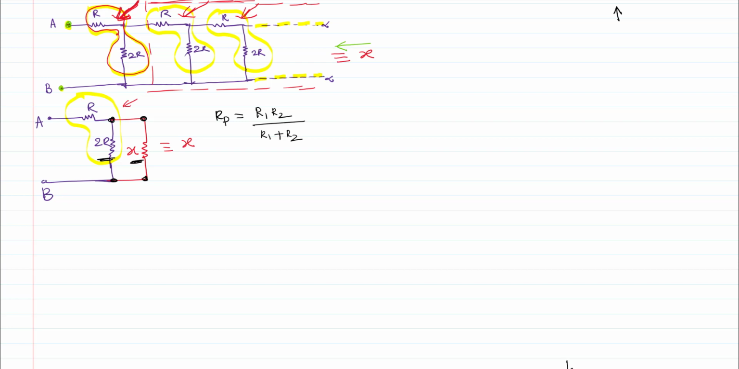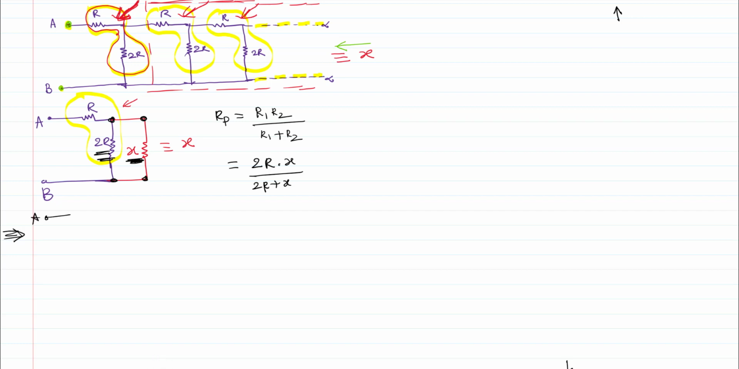Yeah, let's use that formula now. R1 is 2R, R2 is X. So R1 R2 means 2R into X by R1 plus R2, which is 2R plus X. So if I redraw, the circuit will change now.